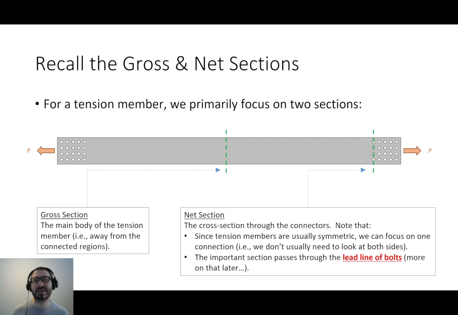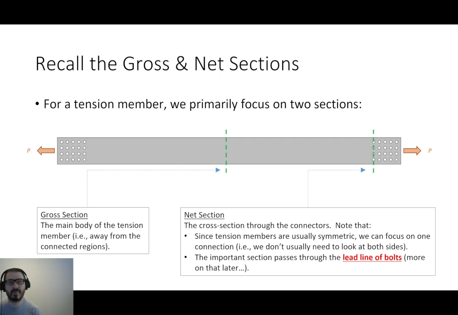So the gross section is the main body of the tension member, basically the section of the tension member that is away from the connection region. And then the net section is the cross section that's through the connectors. Now, again, and I've said this before, since the tension member is usually symmetric, we only really need to look at one side. We don't need to look at the other.